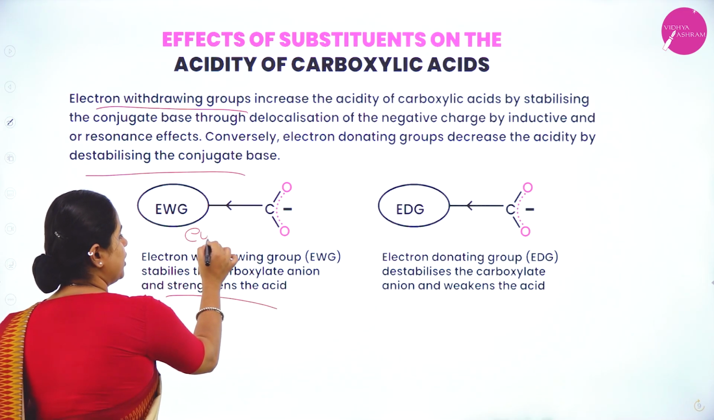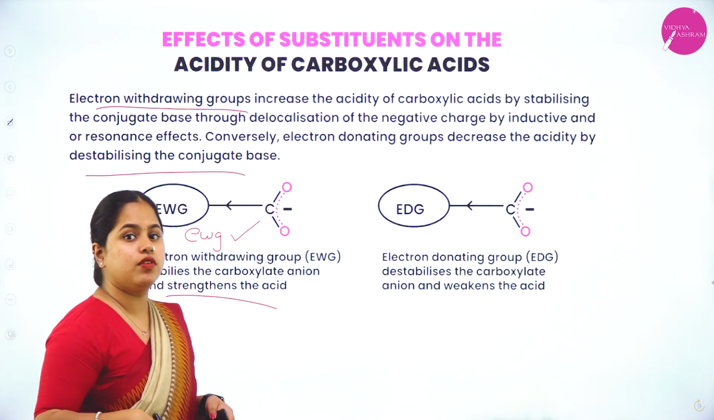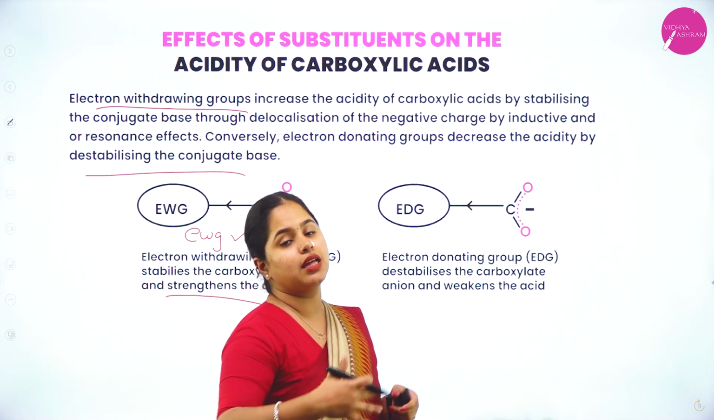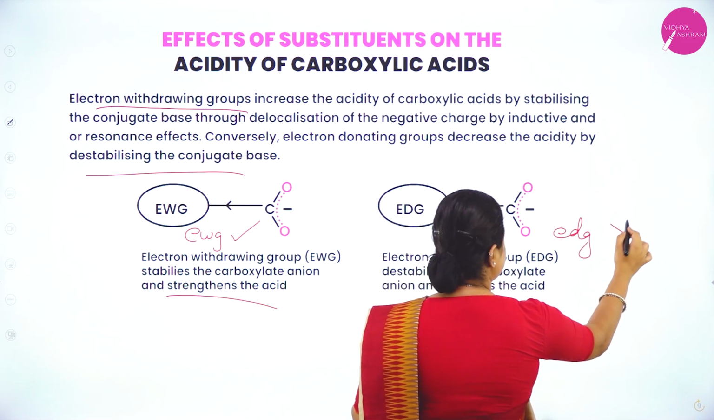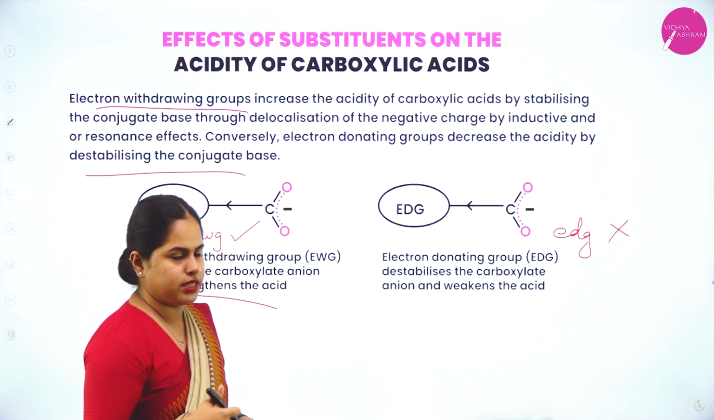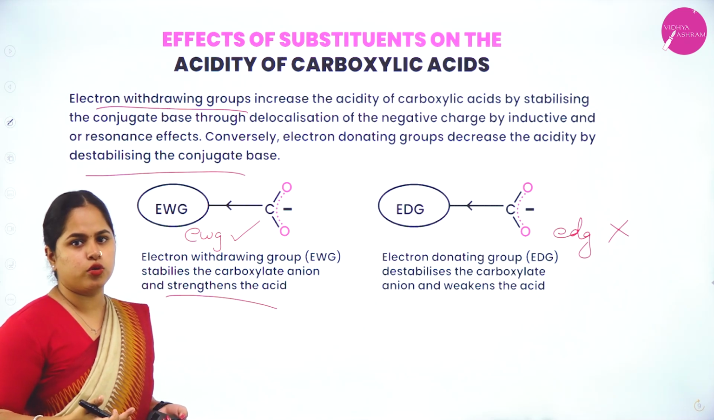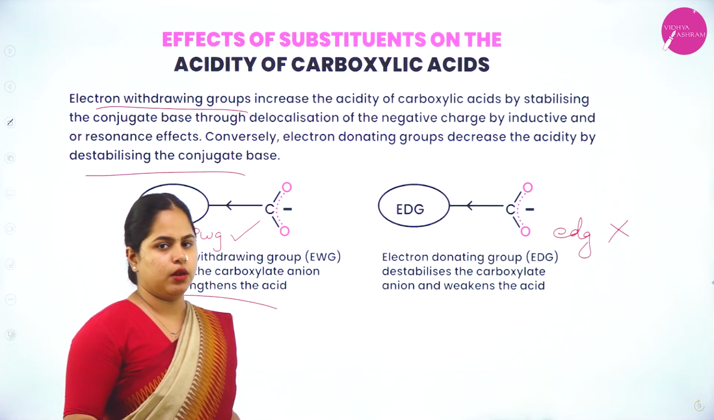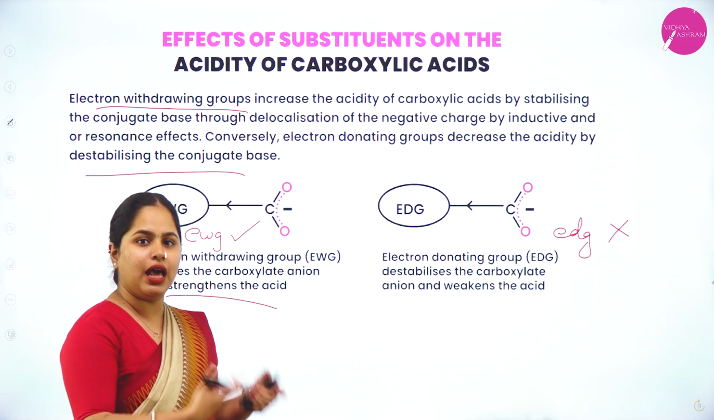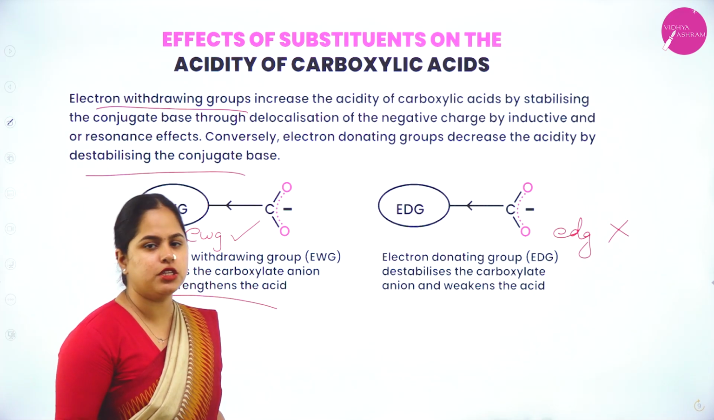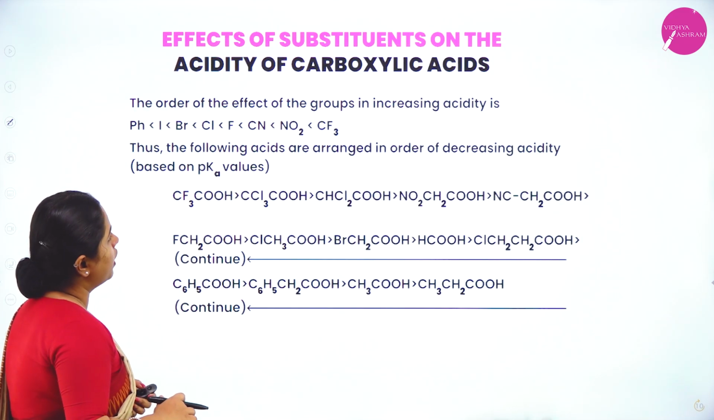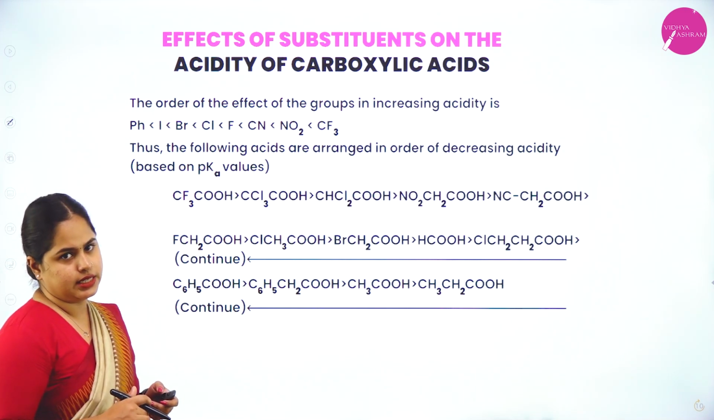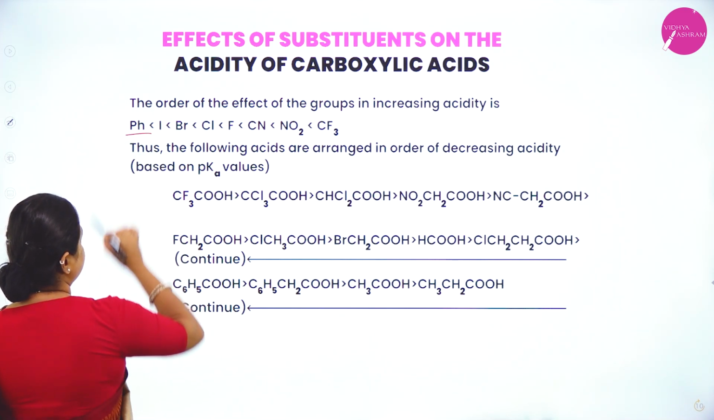So if electron withdrawing groups are present, the acid will become stronger, or the acidity will become more. If electron donating groups are present, the acidic character will become less. Electron withdrawing groups like nitro groups being present means it will be more and more acidic. Electron donating groups like alkyl groups, more alkyl groups being present means of course the acidity will decrease. Clear?